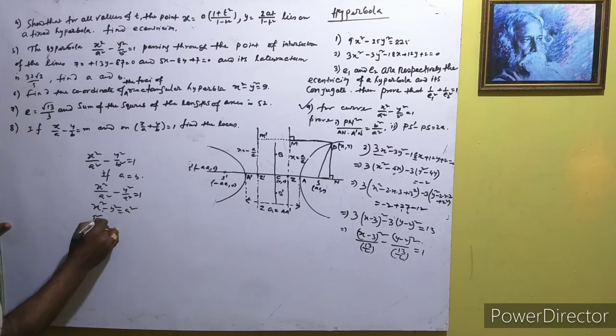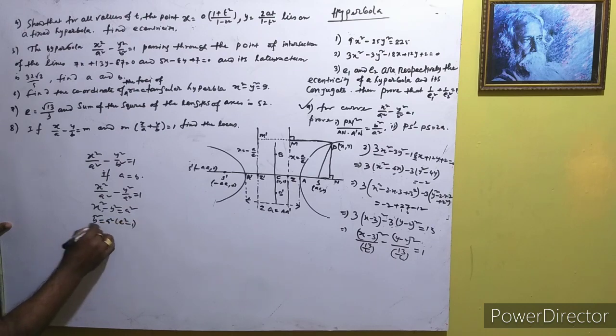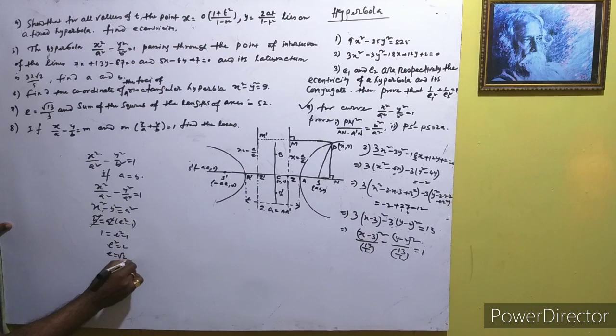So you know the relation between a, b and e here is b square equal to a square into (e square minus 1). As b and a are same, so these two are cancelled. So now 1 equal to e square minus 1. So e square is equal to 2 and then e equal to root 2. So for every rectangular hyperbola, the eccentricity is root 2.